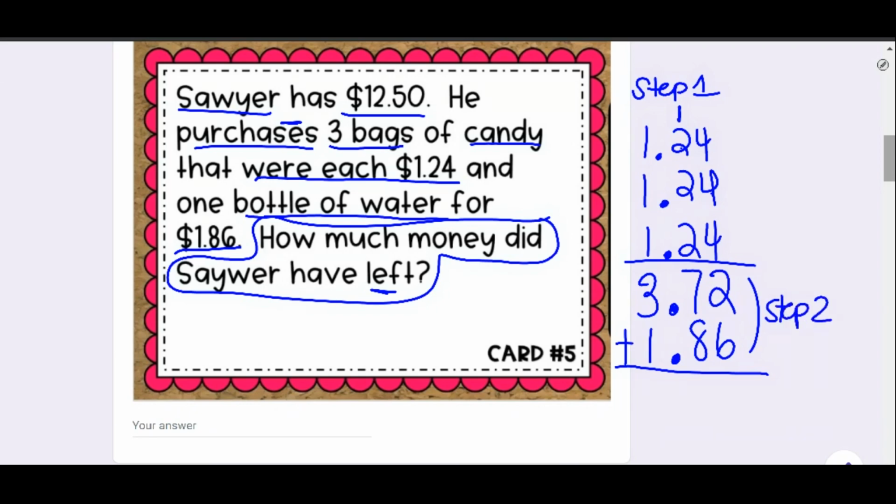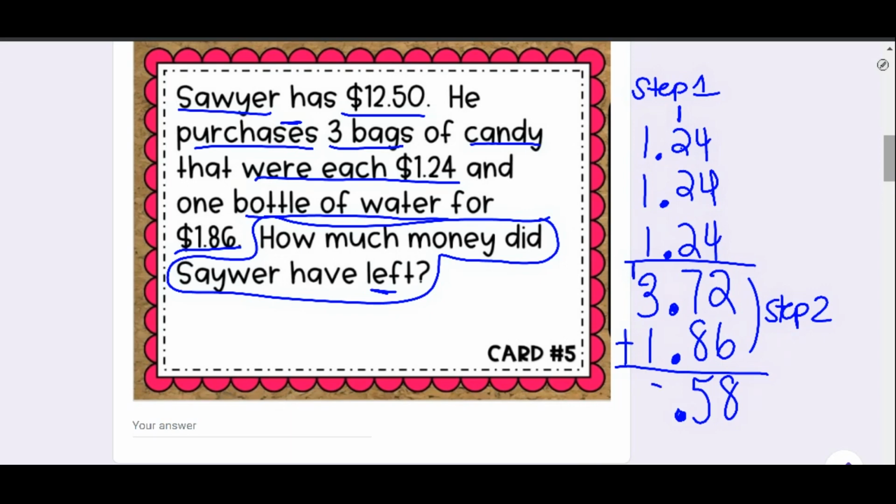This is the water plus the total candy. So 2 plus 6 is 8. 7 plus 8 is going to be 9, 10, 11, 12, 13, 14, 15, which is what I thought, but I had to double check. Regroup. Bring down my decimal. 1 plus 3 is 4. 4 plus 1 is 5.